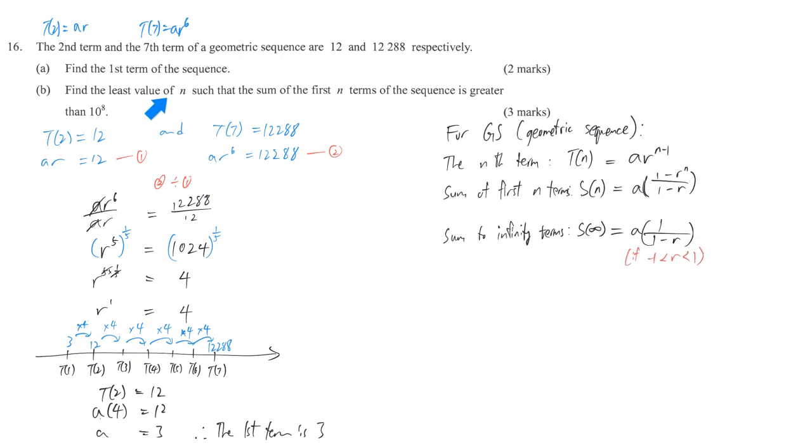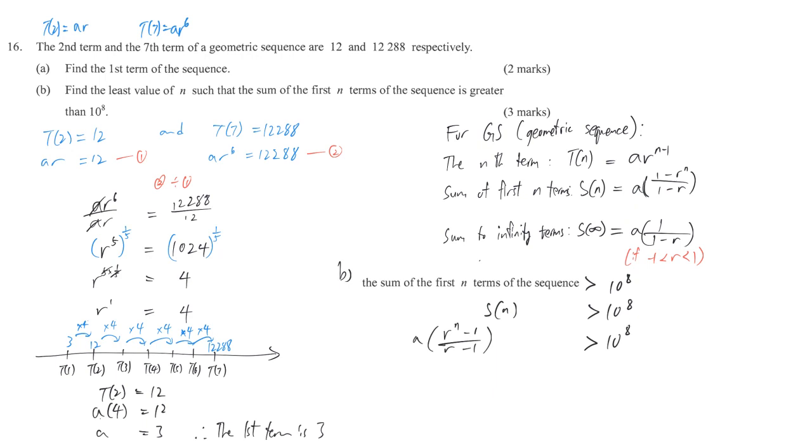Okay, afterward they are concerned about the least value of n such that... the key point is here. The constraint is after the words 'such that': the sum of the first n terms is greater than 10 power 8. Larger than 10 power 8, that's our criteria. Sum of the first n terms, that means Sn larger than 10 power 8. By using the formula, we know that it is A times R power n minus 1 over R minus 1, and it's larger than 10 power 8. Because R here is larger than 1, I prefer to write R first. Or if you write this format, it's fine. So A we already know is 3, while R is equal to 4.